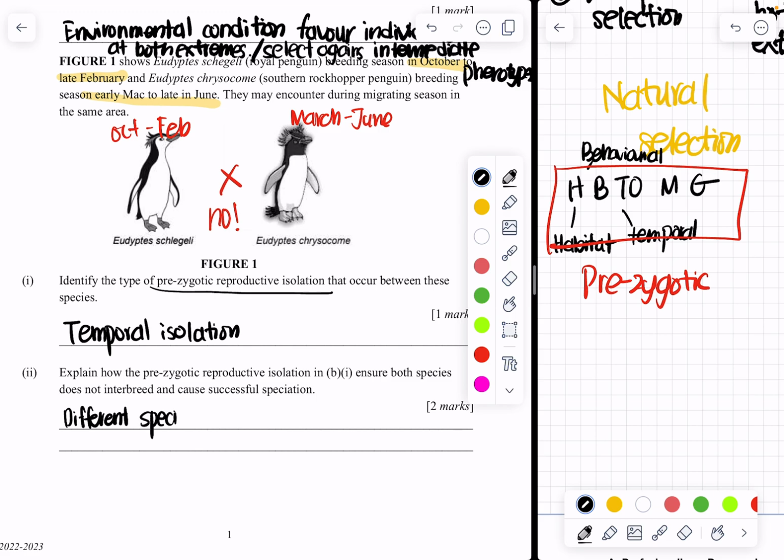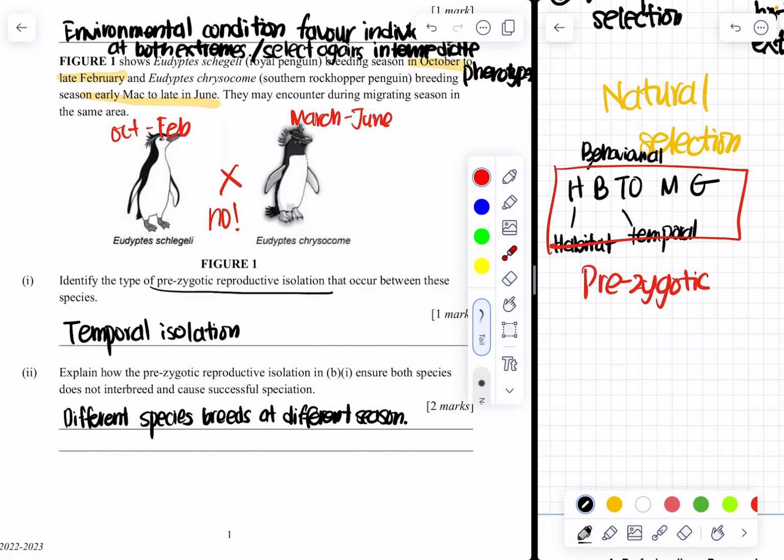breeds at different season or different time. So if they don't see each other, they won't breed. So that's how it works. Remember, if no jodoh with your crush, you have class in the morning, your crush has class in the evening, how can you see each other? Right? So same goes to this penguin. It has been separated due to the seasonal mating season. That is only the first mark.